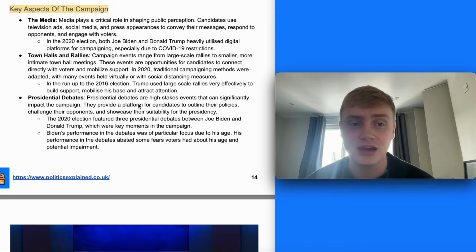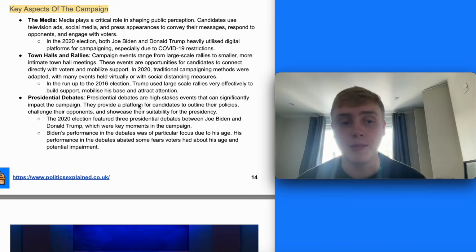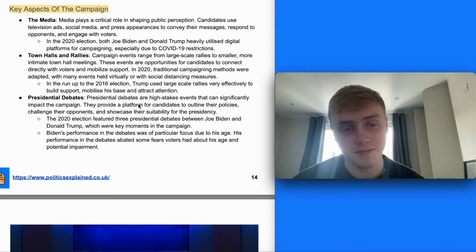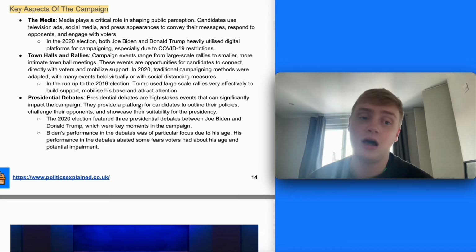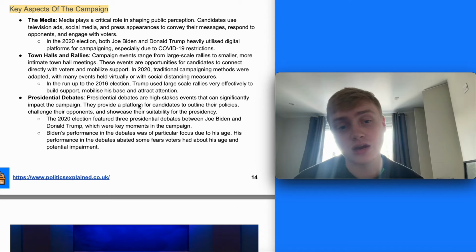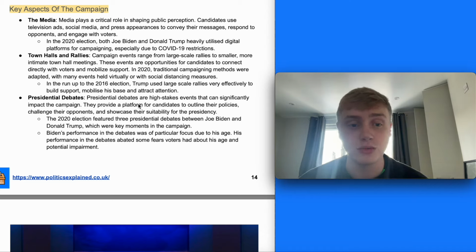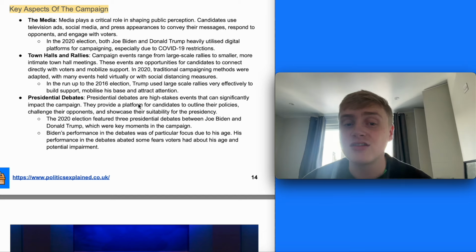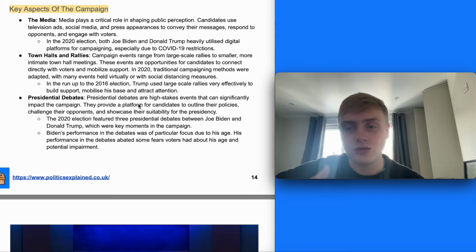And also crucial aspects of the campaign are the presidential debates, which are high-stakes events that can significantly impact their campaign. They provide a platform for candidates to outline their policies, challenge their opponent, and showcase their suitability for the presidency. The 2020 election featured 3 presidential debates between Biden and Trump, which were key moments in the campaign. Biden's performance in debates was a particular focus due to his age, and his performance abated some fears of voters about his age and potential impairment.